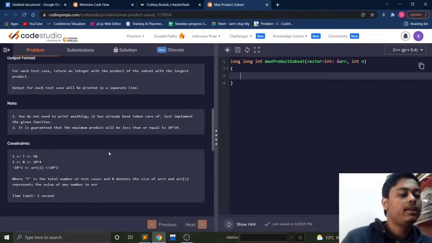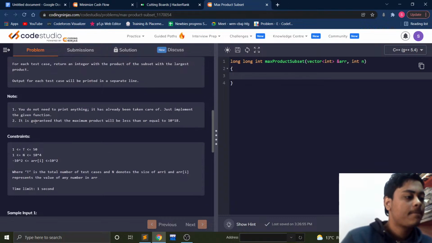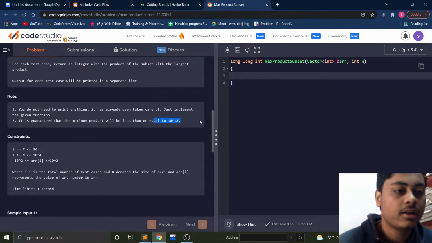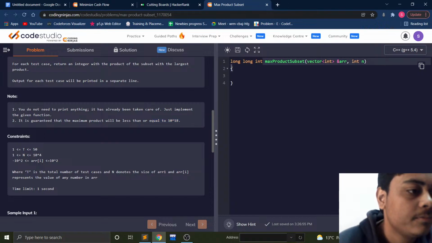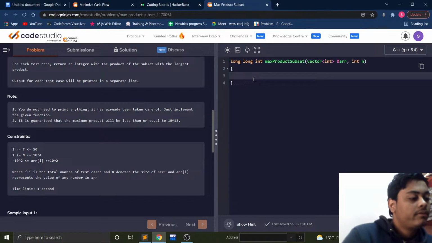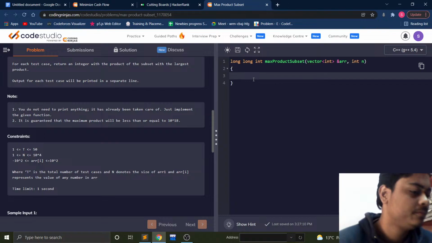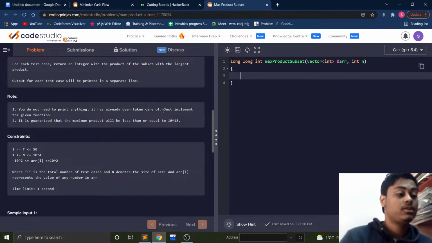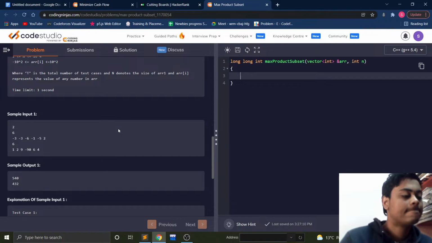You do not need to print anything. That is okay. It is guaranteed that the maximum product will be less than 10 power 18. That means long int, as mentioned here as well. 50 test cases in 10 power 4. Values are between 100 and minus 100. Not a big value range. Fine. For example, in this case, I won't take this minus 1 and I'll just multiply all of them, right?